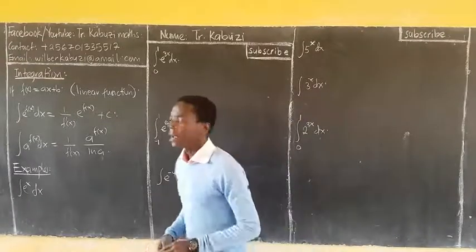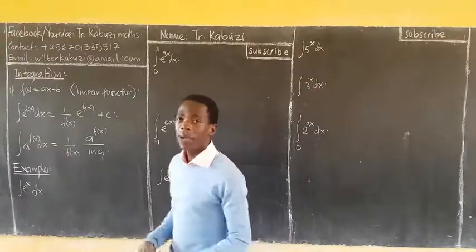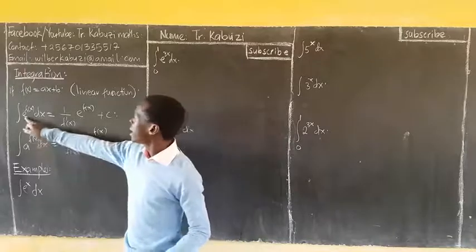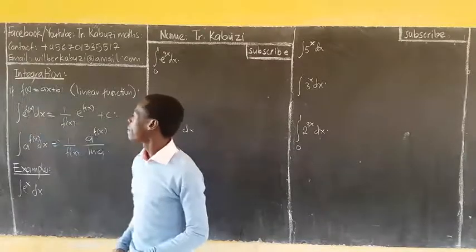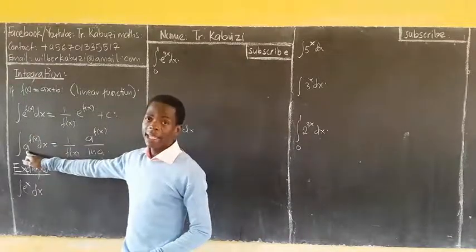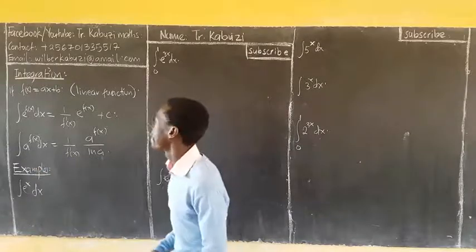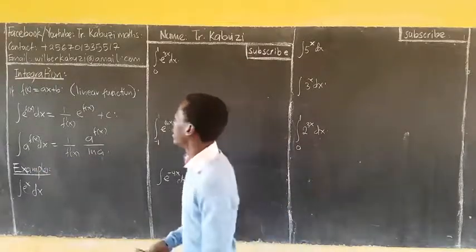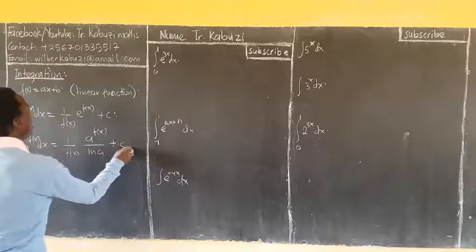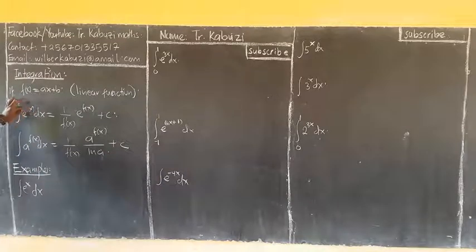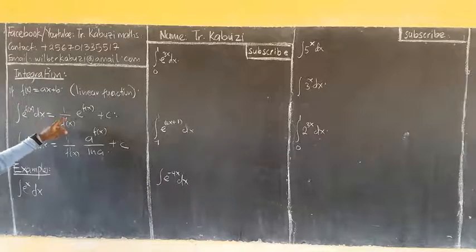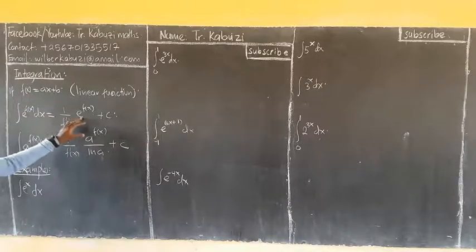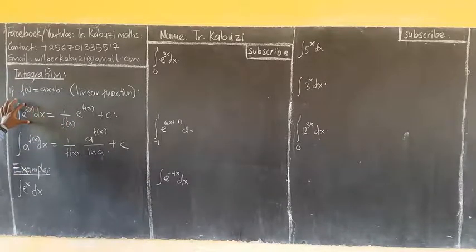We have two types or categories of exponents. I categorize them into two: the e to the power f of x, and then a to the power x, where a is a positive integer. When we integrate e to the power f of x, if this function is linear, we differentiate it, then we get 1 over the derivative of this function, then the exponent of the original function, plus a constant without limits.